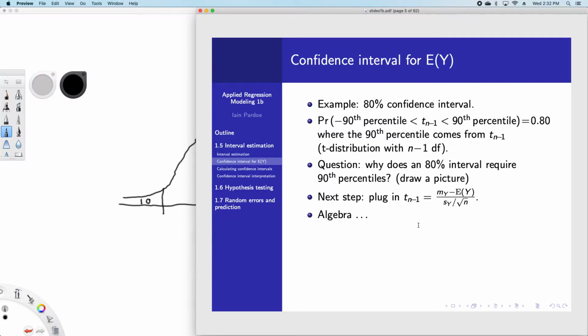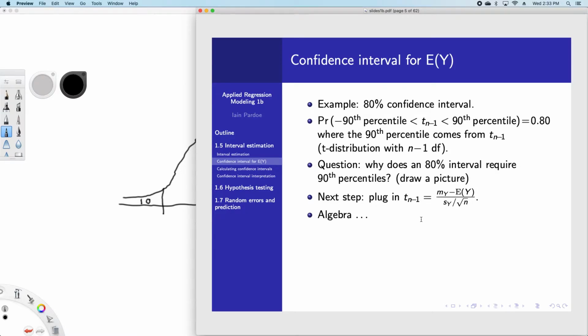Next step is to plug in our formula for this random variable t_{n-1}. It's the sample mean minus the population mean divided by the sample standard deviation over root n. So what we do is plug this expression into this probability statement, and then do a bunch of algebra because we're trying to isolate E(Y) and move everything else onto the other sides of the inequalities.